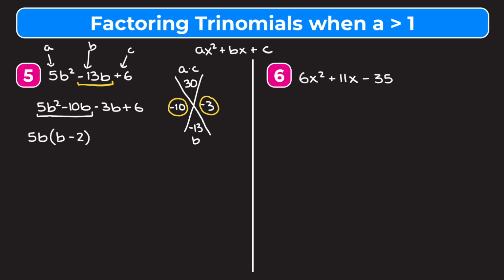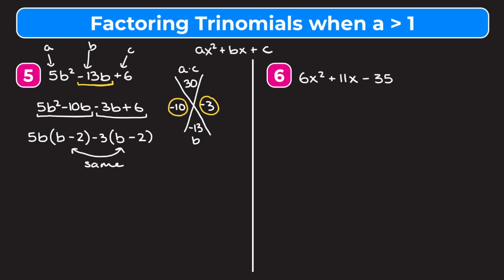And now we want to do the same thing for negative 3b and positive 6. So we can take a negative 3 out from both terms. Remember, you always want to take the sign of the leftmost term. If we divide negative 3b by negative 3, we're just left with a positive b. And if we divide positive 6 by negative 3, we're going to be left with a negative 2. These two sets of parentheses are the same, which is what we want to see.